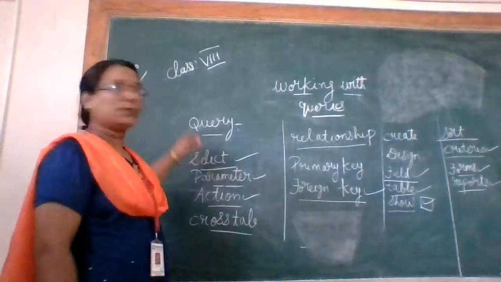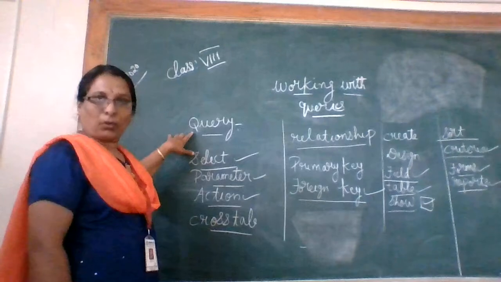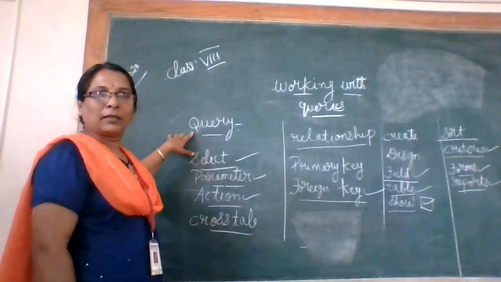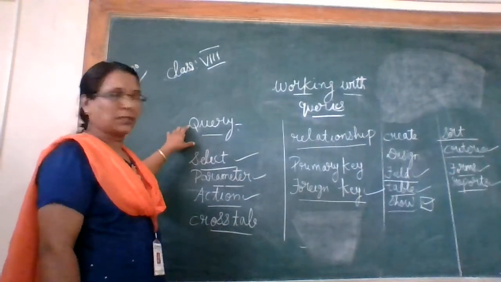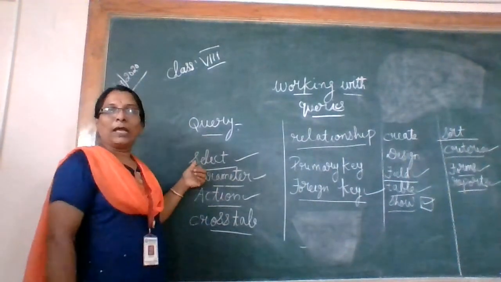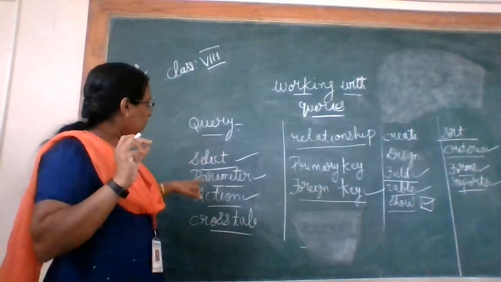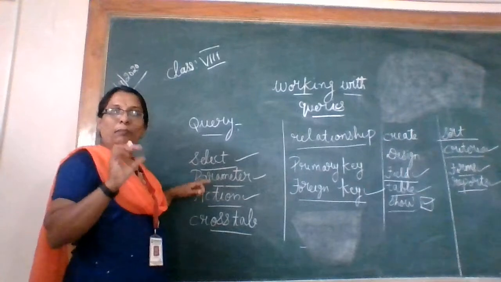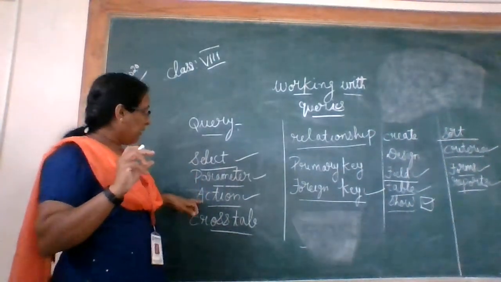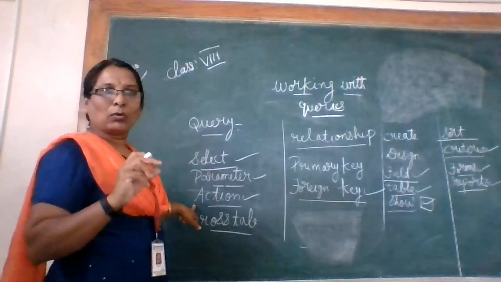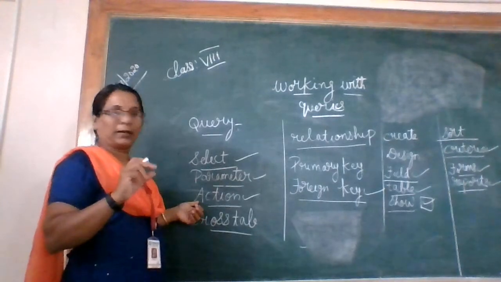Last class we had discussed working with queries. We had discussed what a query is, which is a simple question that allows you to find specific information from a database. Next we discussed the select query, which retrieves data from a database. Then the parameter query, which prompts you for data from the database. Then the action query, which alters the data in the database, like updating and adding.